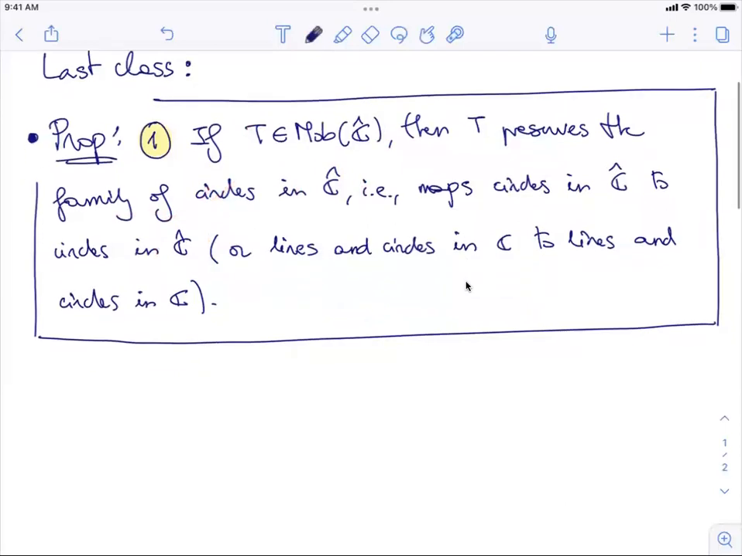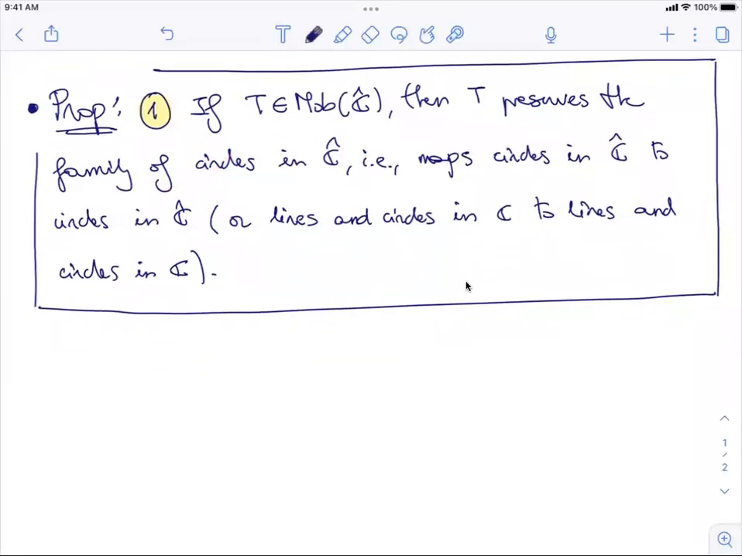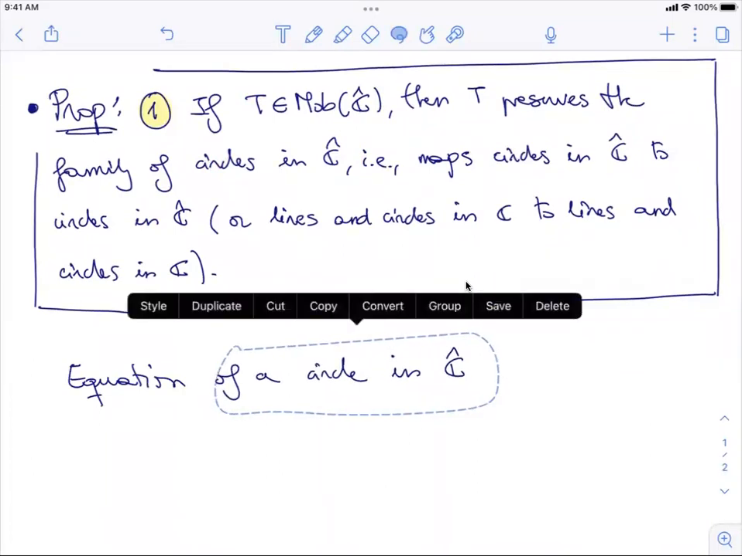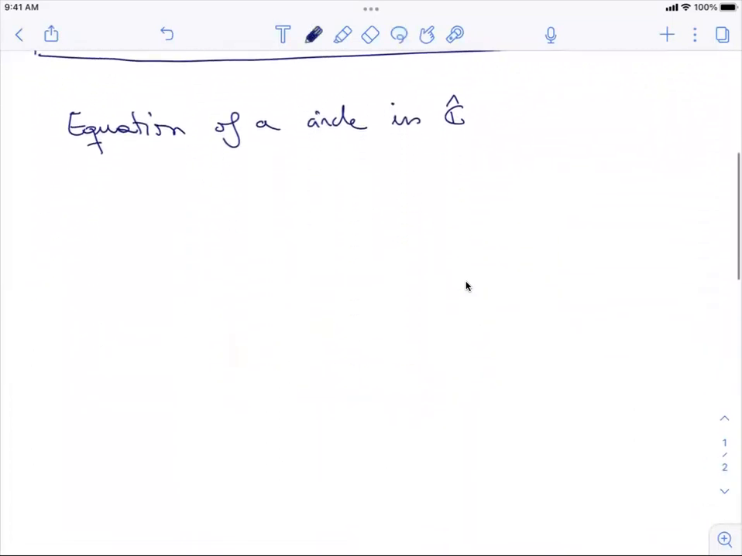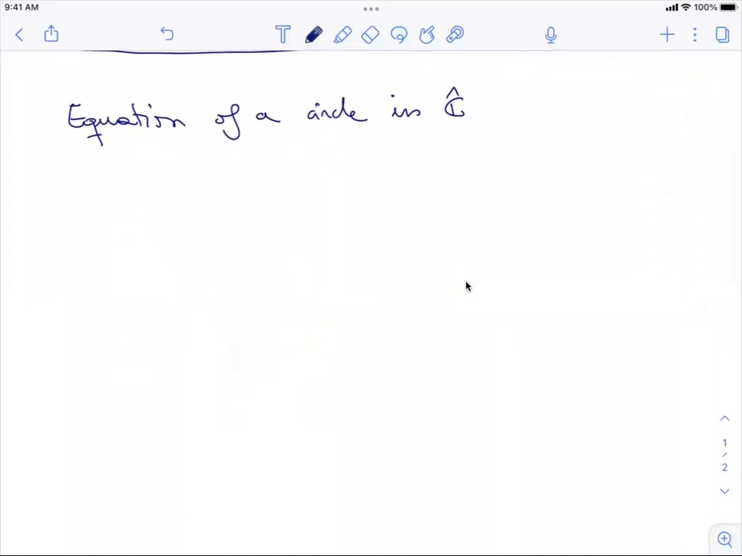Before we can go into any detail with the proof, let's explore exactly what we mean by the equation of a circle. Normally, we are used to seeing the equation of a circle or a line written in real coordinates, but let's write it in a more comfortable way to deal with complex analysis.